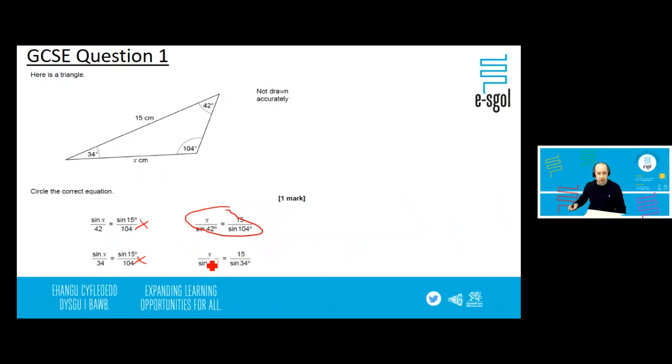And let's have a very quick look at this one just to make sure that I haven't circled the wrong one. X over sine 42. Yeah, that's right. But then 15 over sine 34. Now, 15 and sine 34 are not opposite each other. So this one, yeah, I can definitely rule it out. And I understand that is the wrong one. I definitely chose the right one with my dodgy looking circle.